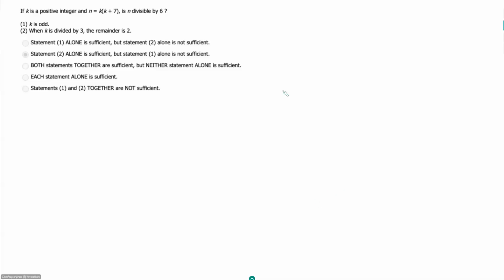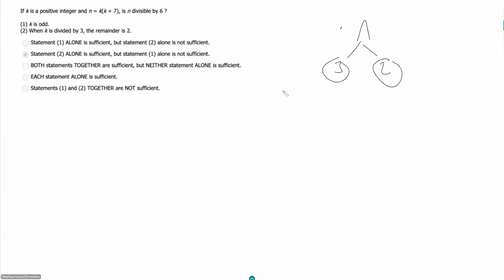If k is a positive integer and n is equal to k times (k plus 7), is n divisible by 6? If they're asking, is n divisible by 6, that's really the same as asking, is n divisible by 3 and 2? So does this help us at all?